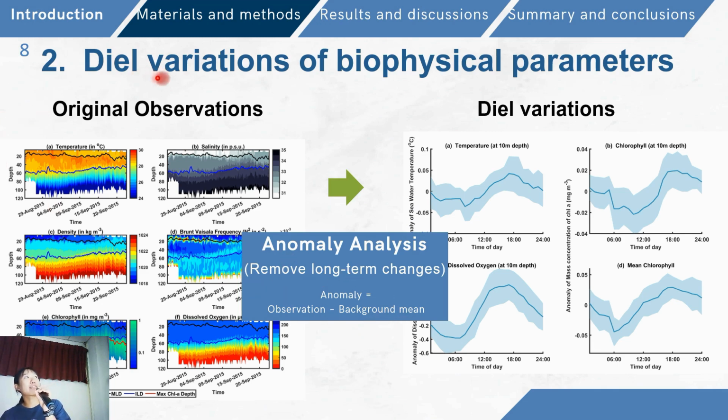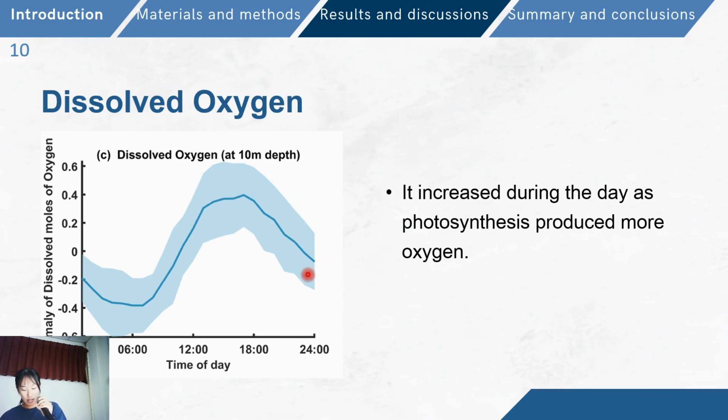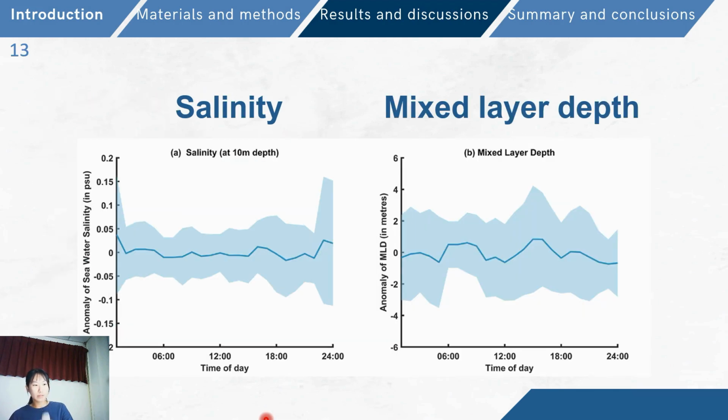Now we are looking at the Diel variation of biophysical parameters. First is temperature. Temperature increases during the day and peaks in the afternoon because of solar heating. And dissolved oxygen is similar to temperature. It increases during the day as photosynthesis produces more oxygen. Salinity and mixed layer depth have no significant Diel variation.